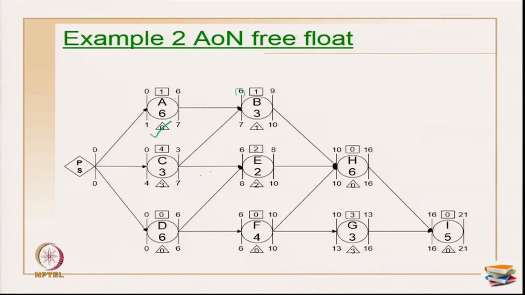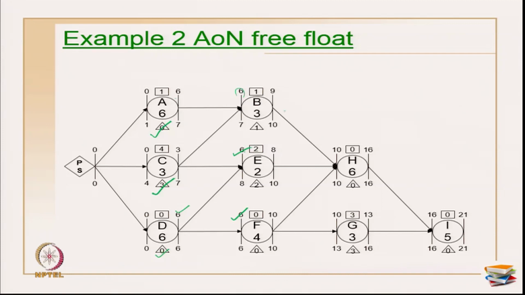For this particular activity I have two successors and both the values happen to be the same. So, 6 minus 3 is 3 for me. Okay. For the same activity D I have two successors, 6 and 6 are the early starts of both the activities, and for the current activity I have 6 as my early finish. So, this becomes 0 as my free float.